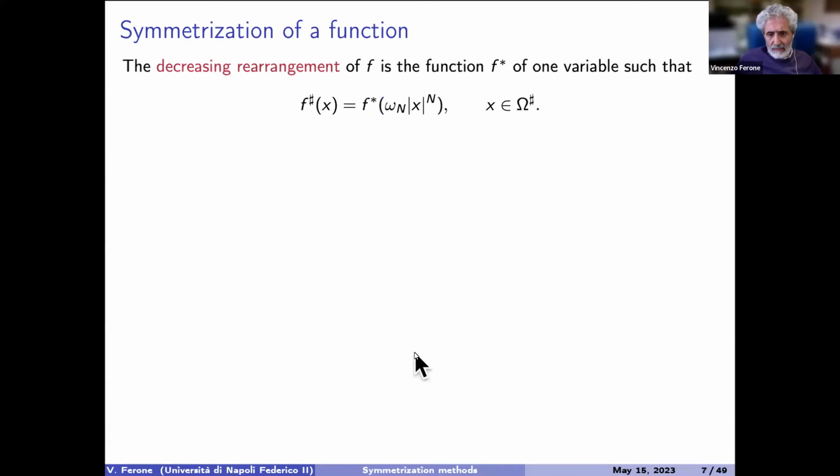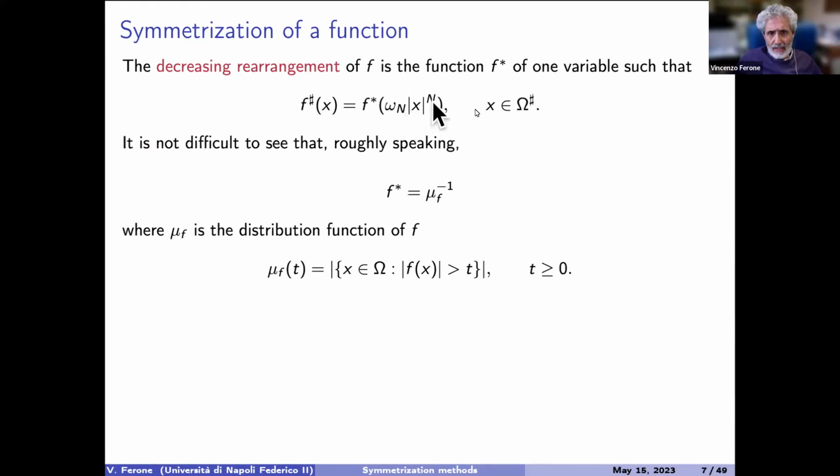So in some applications, it is sometimes useful to introduce the decreasing rearrangement of F, which is a function of one variable, and it is such that F sharp is equal to F star, where star stands for the decreasing rearrangement, computed on the volume of the ball of radius modulus of X. Omega n, X to the power n is this volume, and omega n, here it is missing, is the measure of the unit ball in R^n.